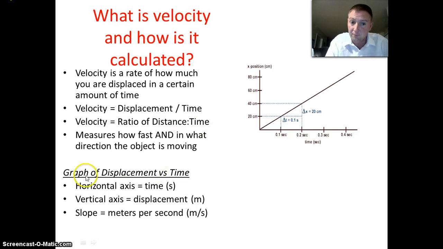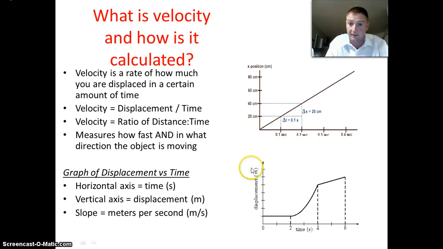So when I graph displacement versus time, the slope of this line, change in y divided by the change in x, is going to equal my velocity. If it's steeper, I have a higher velocity. If it's shallower, I have a lower velocity. If it's negative, I'm moving away from the point of origin. If it's really steep negative, I'm moving away from the point of origin really, really fast.